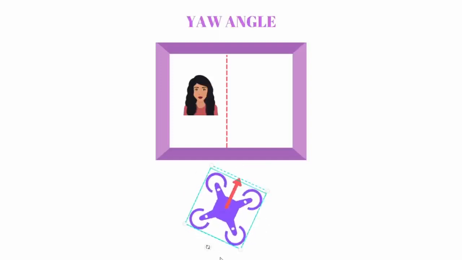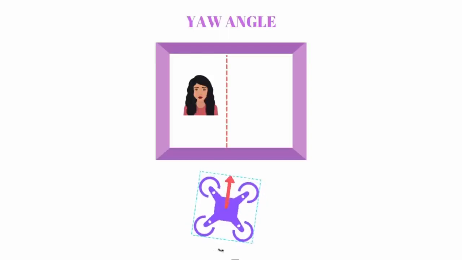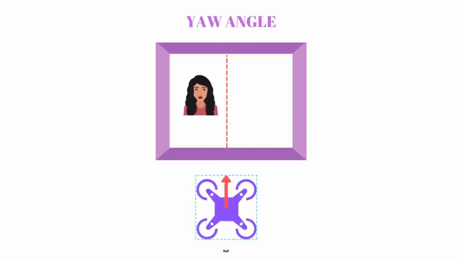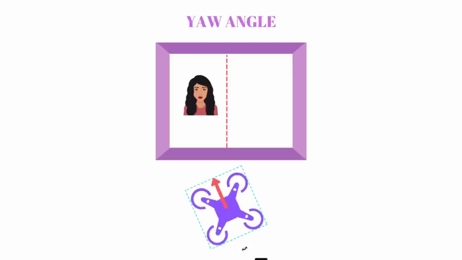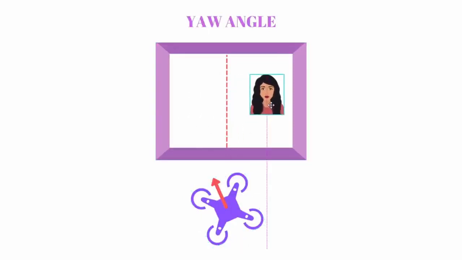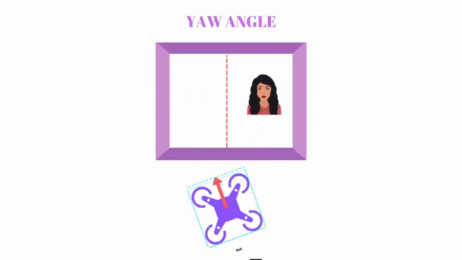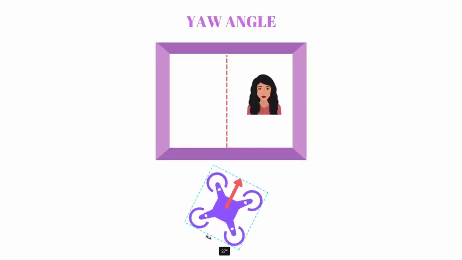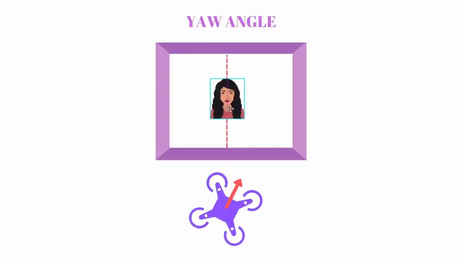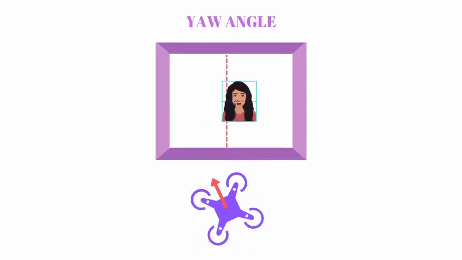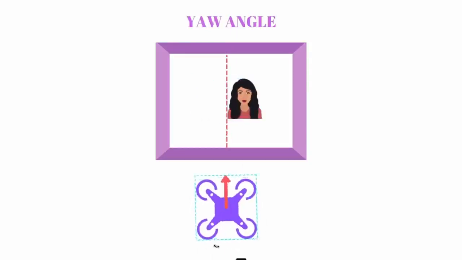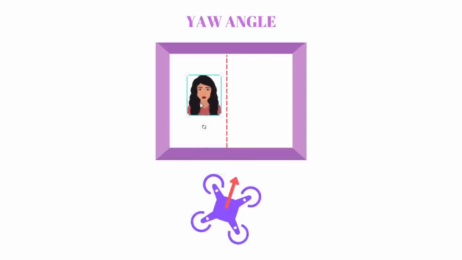So if we tell it to go with a speed of 20 centimeters per second, and when it reaches the center we tell it to stop, it will not stop immediately. It will go a little bit further. This is called overshooting. The same thing will happen if she's on the other side. When it overshoots, the image will not be in the center. Then it will try to recover and go back. So it will keep going back and forth and it will not stabilize.